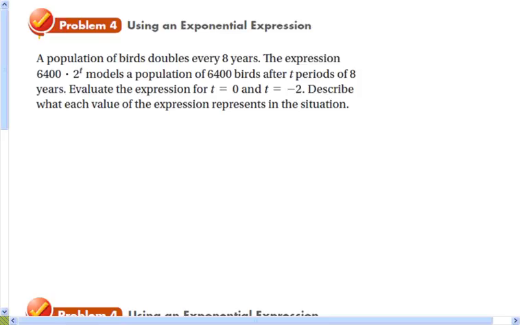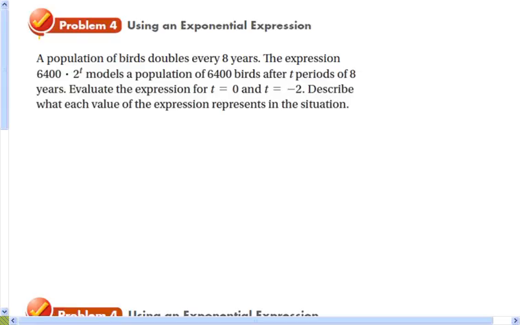All right, exponential expression. A population of birds doubles every 8 years. The expression 6,400 times 2 to the t power models a population of 6,400 birds after t periods of 8 years. Evaluate the expression for t equals 0 and t equals negative 2. Describe what each value of the expression represents in the situation.